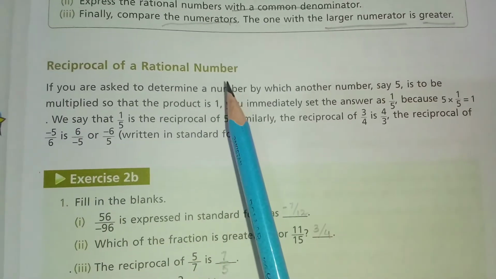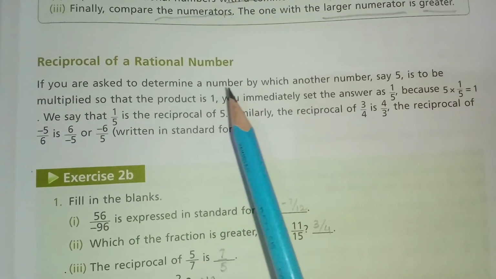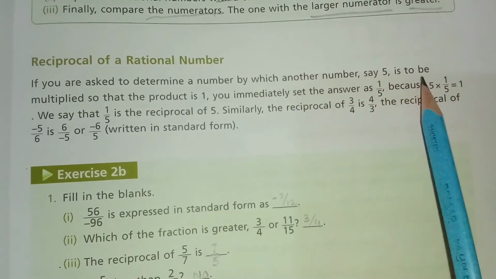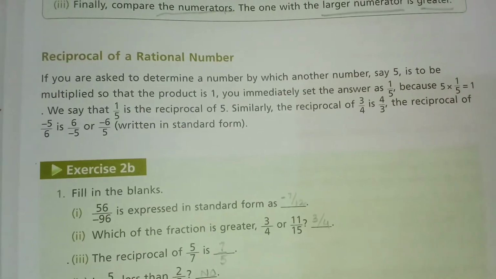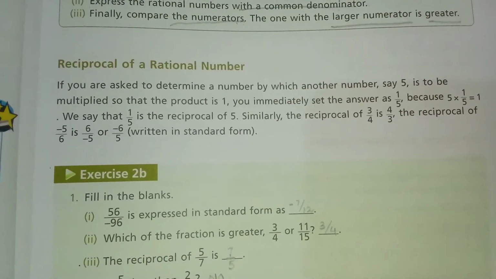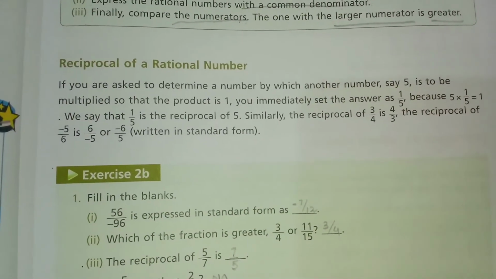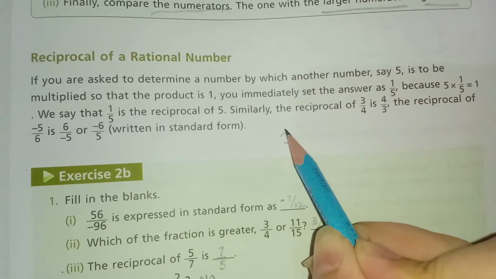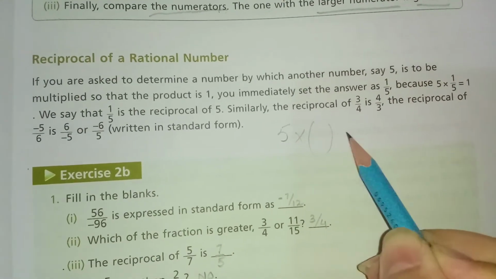Reciprocal of a rational number. If you are asked to determine a number by which another number, say 5, is to be multiplied so that the product is 1. मैं आपसे ये कहूँ कि आप 5 एक नंबर है, आप इसको किसी एक ऐसे नंबर से मल्टीप्लाई करें कि हमारे पास आंसर 1 आ जाए, तो एग्जैक्टली वो 5 को किससे मल्टीप्लाई करेंगे कि हमारे पास आंसर 1 आ जाए.